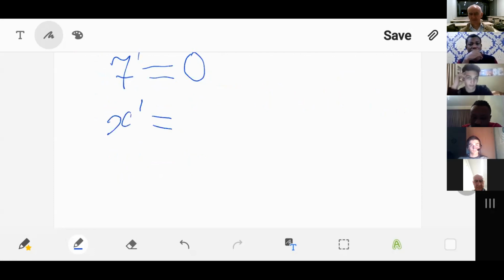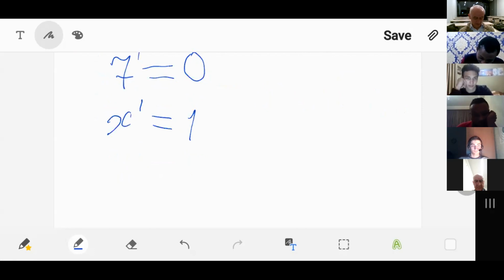Is it 0? No, because x is not a constant number. Derivative of x is 1. Yes, the derivative of x is 1.